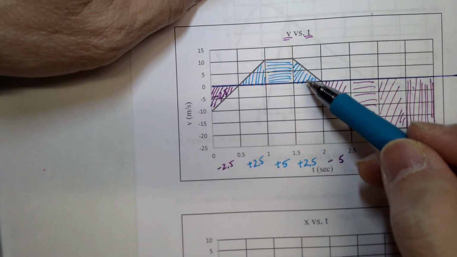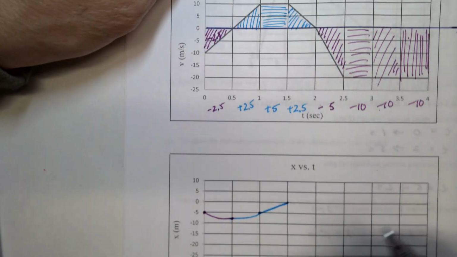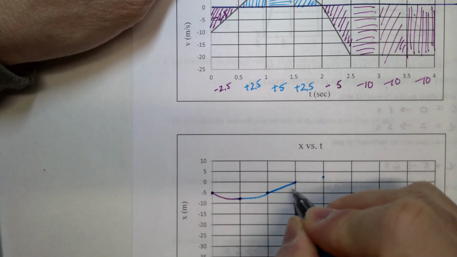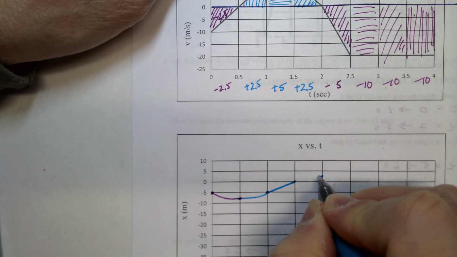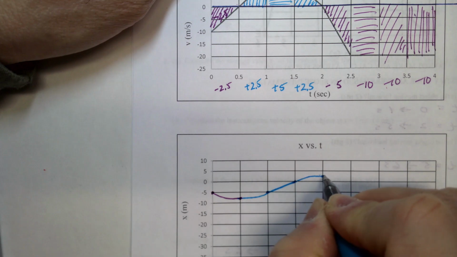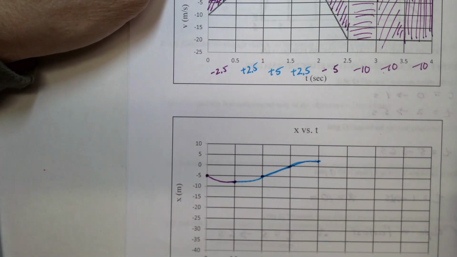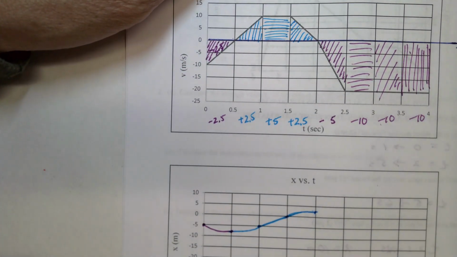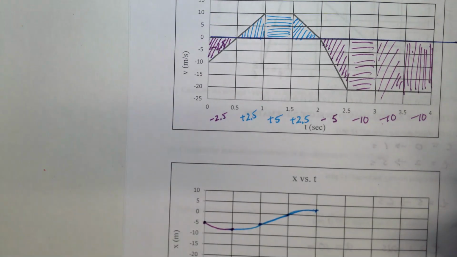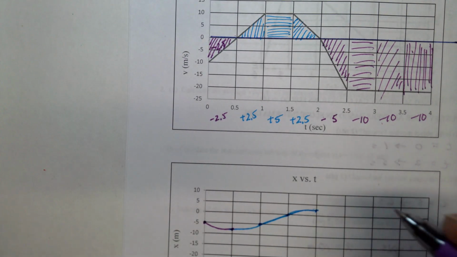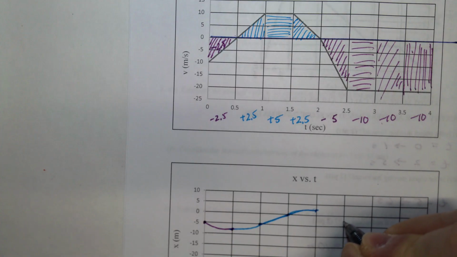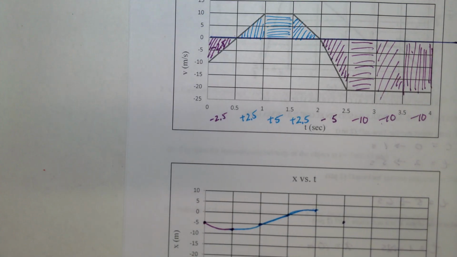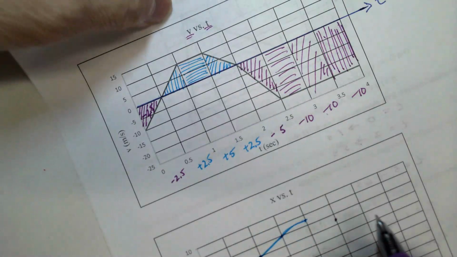Then I go more positive, 2.5, so I end up here at 2.5 meters from 0, and I flatten out again, so I do one of these. Then from here I go in the negative direction 5 meters, so I should end up at -2.5. Okay, -2.5.